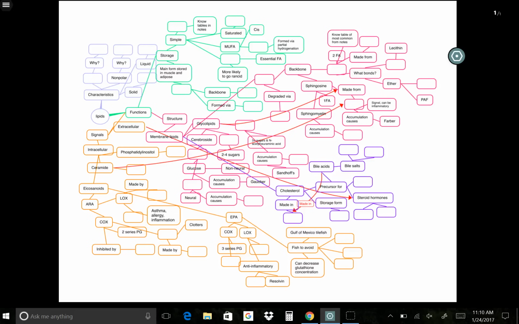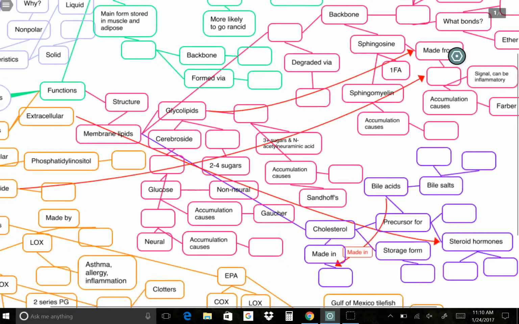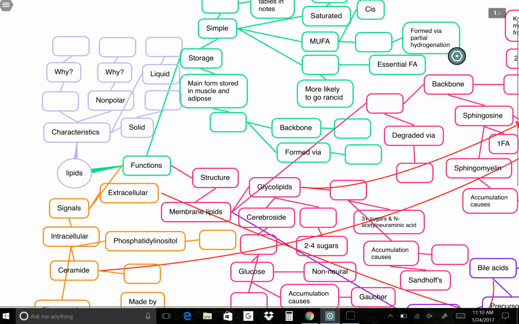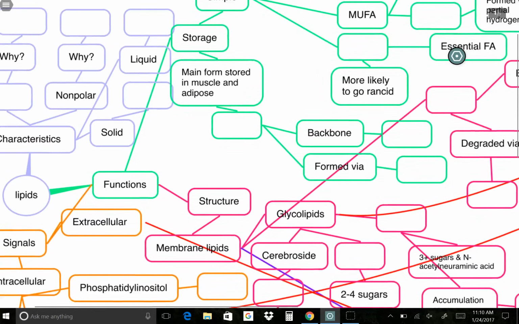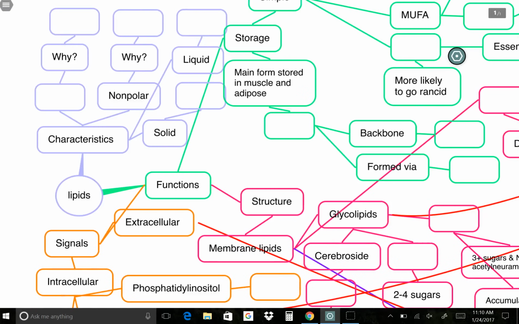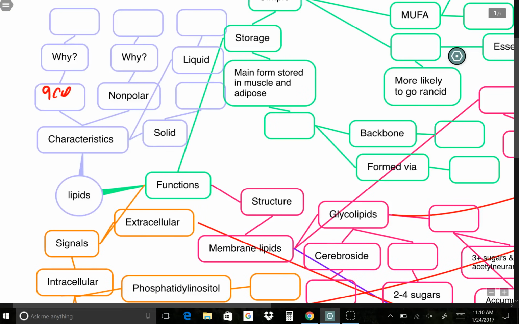Okay, let's start off with our Lipids Concept Map. I'm going to zoom in. We're going to look at the general characteristics associated with our lipids. And our lipids provide 9 calories per gram. And the reason why is because they are highly reduced.